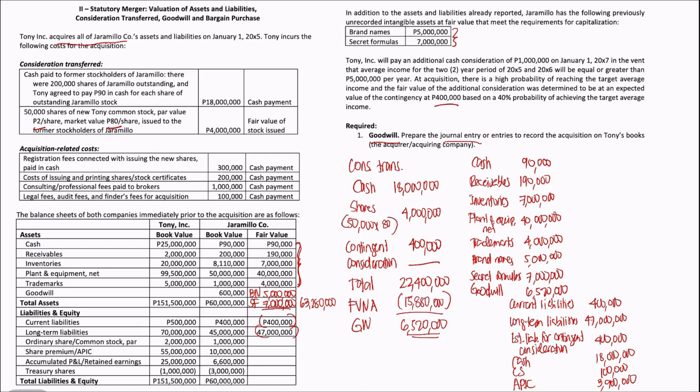Next, we record the acquisition-related costs. Registration fees connected with issuing the new shares. This is share issuance costs charged to APIC. Cost of issuing and printing shares or stock certificates. This is share issuance costs charged to APIC as well. Consulting professional fees paid to brokers. This is direct cost, expensed outright. Legal fees, audit fees, and finder's fees for acquisition. This is also direct costs, expensed outright.